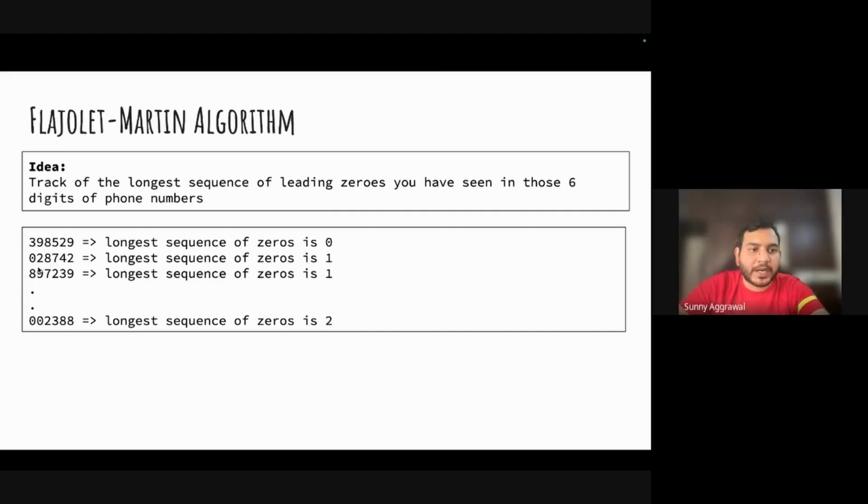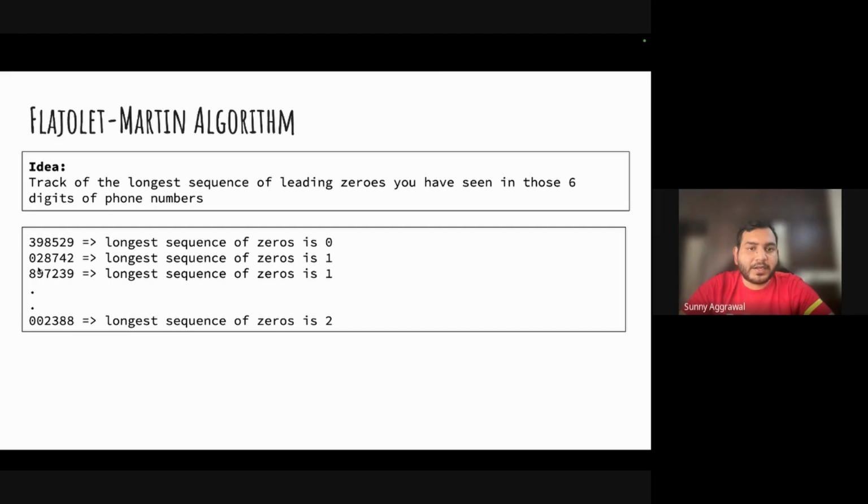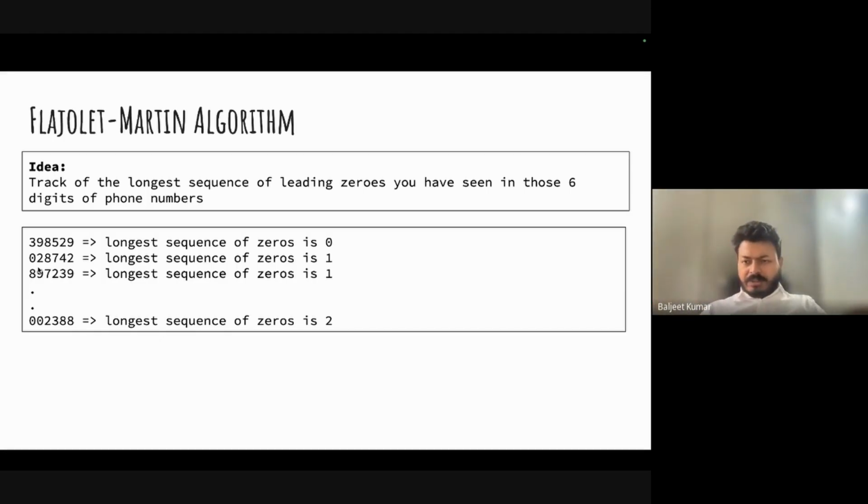Correct. So that's why this algorithm says I will just keep track of the leading zeros in the particular phone number that I'm seeing. So the question I have is, why does this Flajolet-Martin algorithm work? Because it is a probability thing, right? It is guessing the number of people you have seen based on probability. So my question is from the probability point of view.